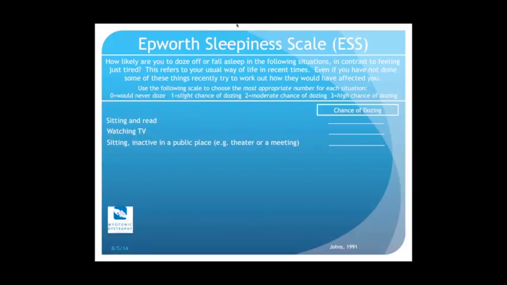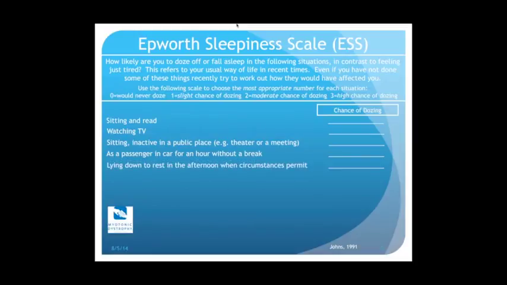Sitting inactive in a public place, such as a theater or a meeting. A passenger in a car for an hour without a break. Lying down to rest in the afternoon when circumstances permit. That should always be permitted. Sitting and talking to someone.